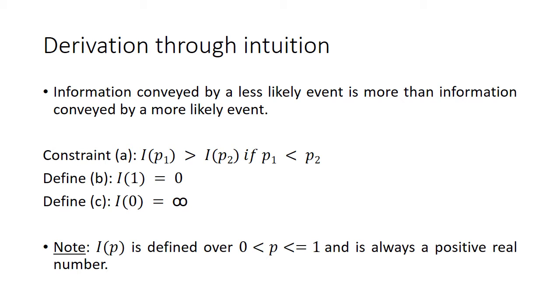But a small note here, information of P is defined over 0 less than P less than or equal to 1. If the probability is, say, greater than 1, which is not even possible, you can never have a probability greater than 1, then of course the information expression itself will be undefined. So we will never even attempt to define information expression outside of the range 0 less than P less than or equal to 1. Okay? And we always maintain that it is a positive real number. Well, assuming 0 is also a positive number, we'll say that's a positive real number.